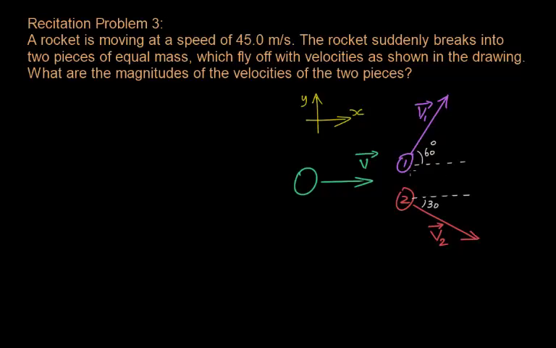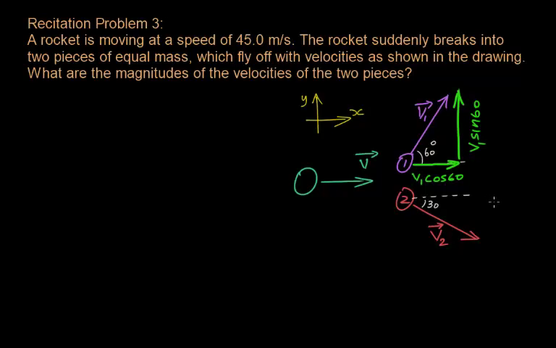V1 has two components, one along the X which is positive, and also another one along the Y which is also positive. V1 cosine 60 along the X because the angle is adjacent to the X, and V1 sine 60 along the Y because the angle is opposite to the Y component.